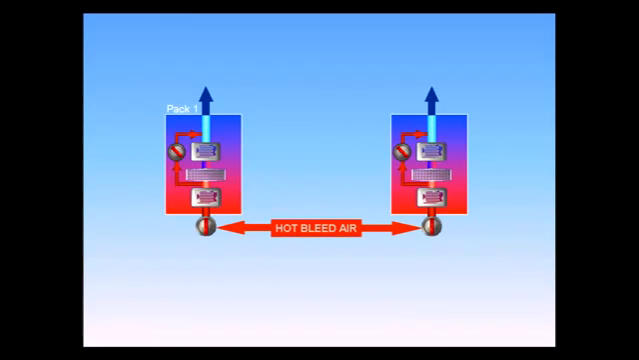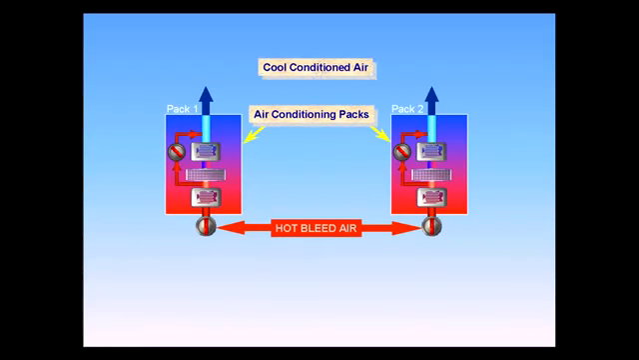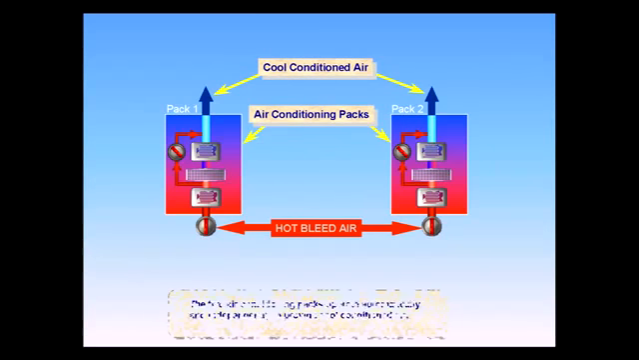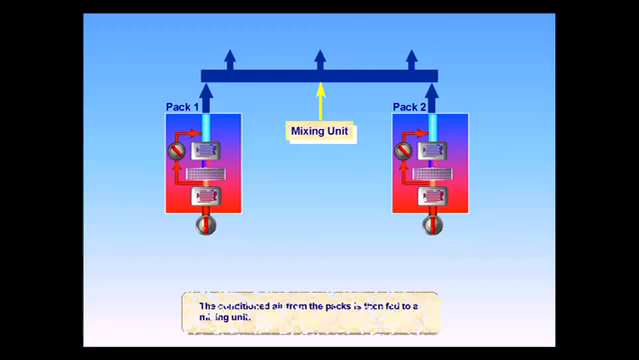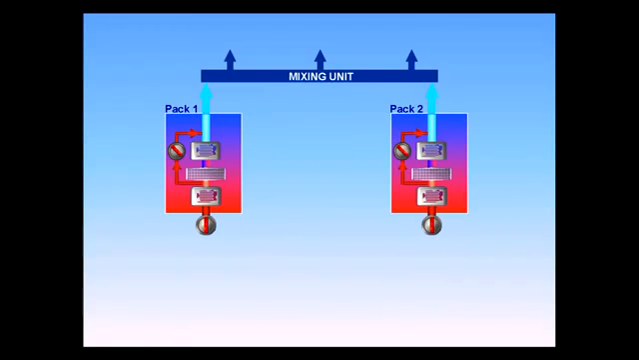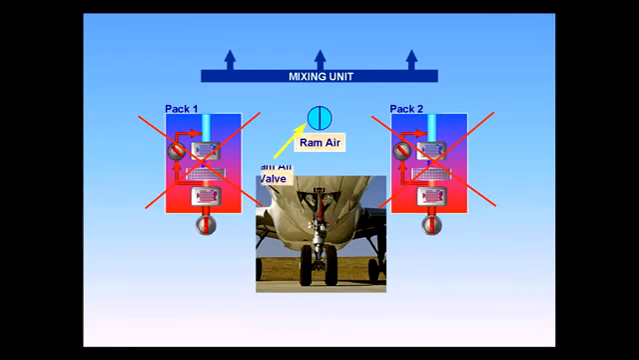The two air conditioning packs operate automatically and independently to provide cool conditioned air. The conditioned air from the packs is then fed to a mixing unit. In case of failure of both packs, ram air is provided via a ram air valve. We will look at the use of ram air in the abnormal operation module.